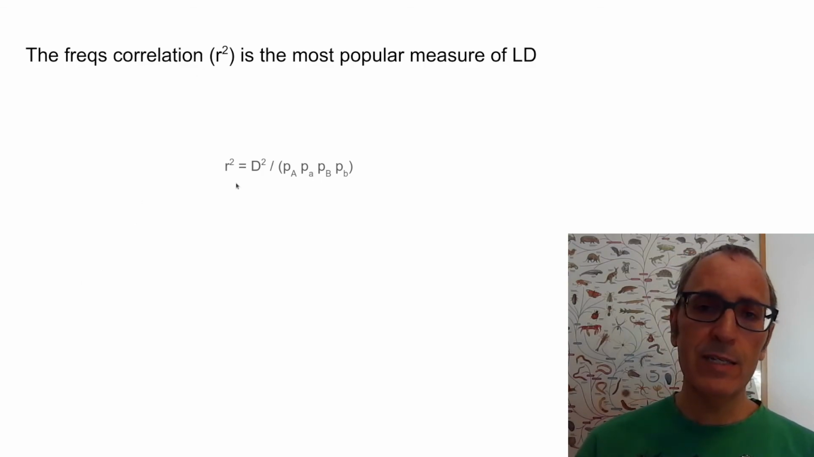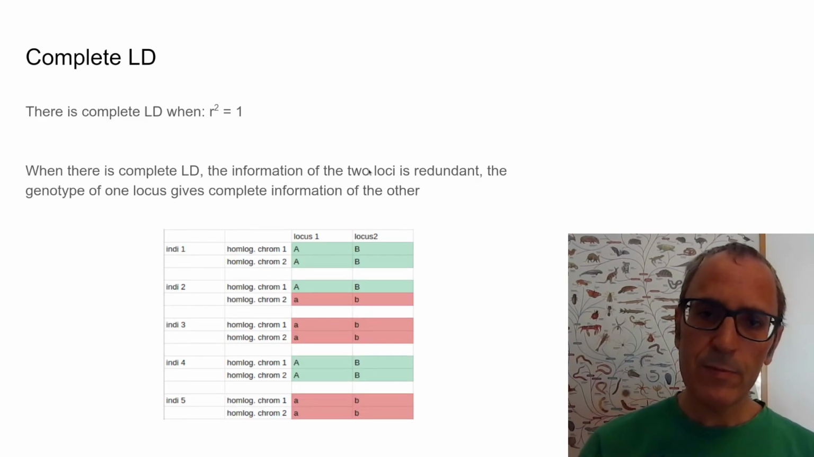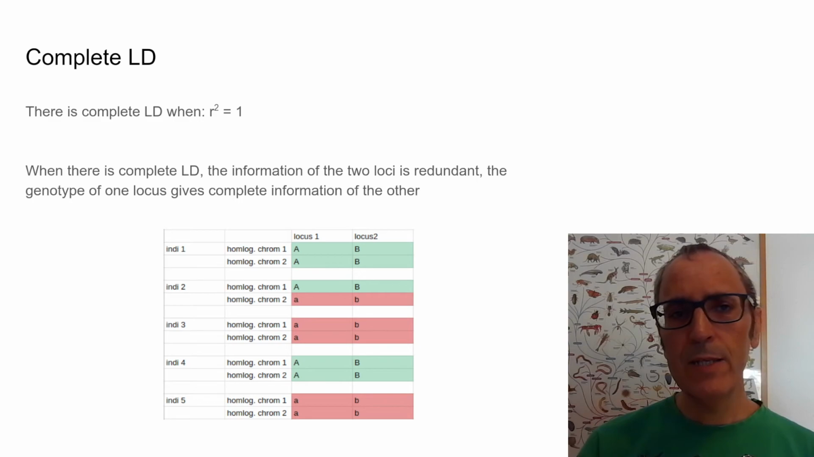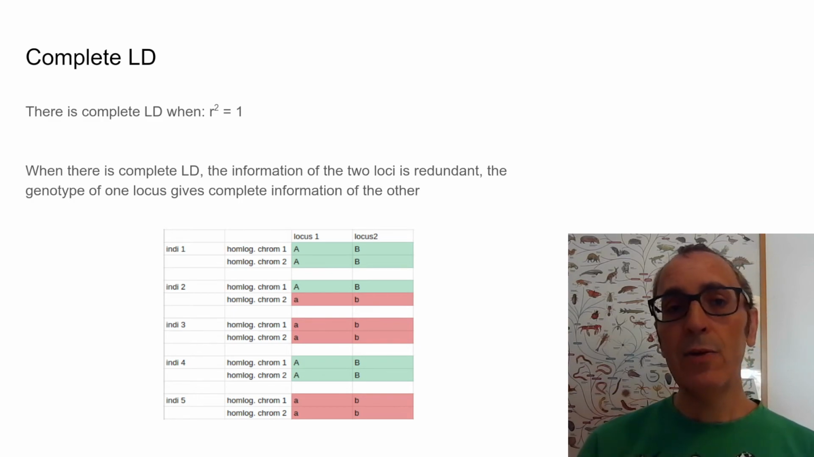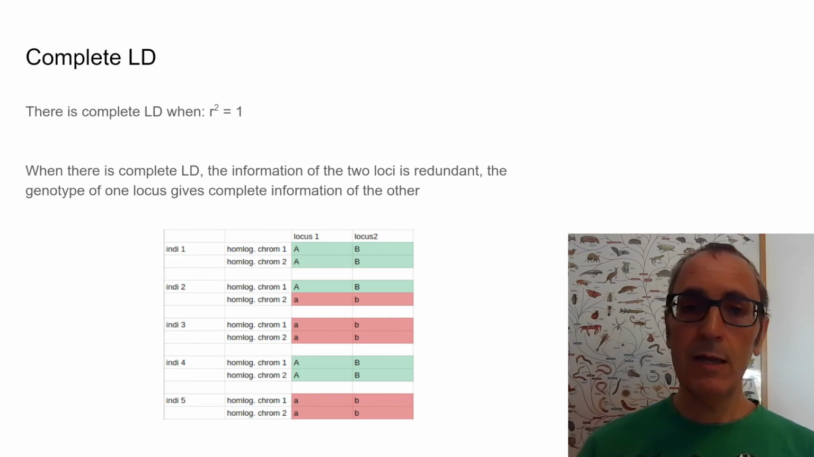R squared is just the correlation between the loci, and here you have the definition of R squared. When you are in complete linkage disequilibrium, the R squared is 1. The correlation is complete, it's R squared 1. And when you are in complete equilibrium, that would be R squared 0. No linkage disequilibrium, it's R squared 0.